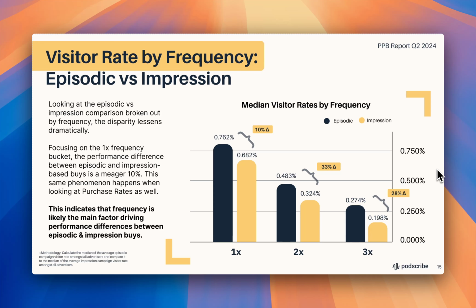So I think that is encouraging for impression buys, that we do seem to be closing in on what is probably the main factor separating them. So if you can control for it in a way, i.e., frequency capping or other similar means, then in theory, the performance should be a lot closer.